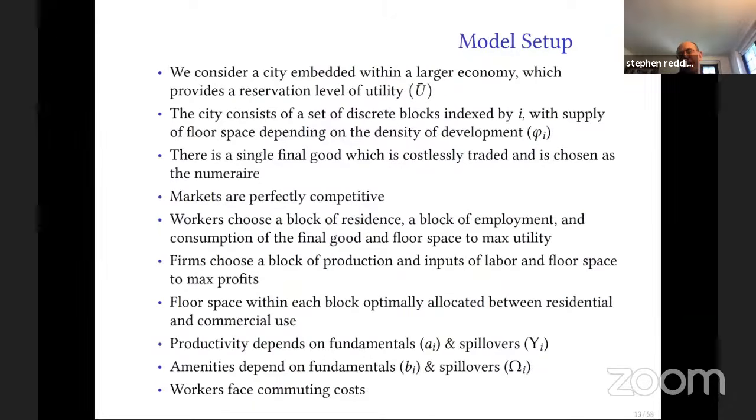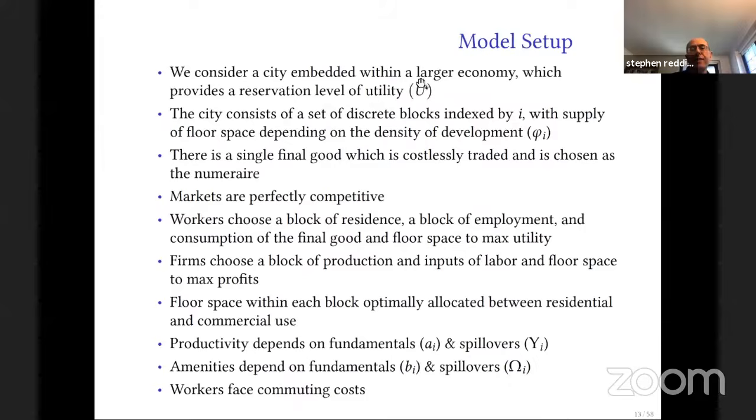So how are we going to develop a quantitative urban model to understand the effect of dividing the city in two, and how can we use that experiment to structurally estimate the strength of agglomeration forces? Well, we're going to think of a city being embedded in a larger economy. That's going to be pre-war Germany before the Second World War, West Germany during the period when Berlin was divided, and then reunified Germany in the period after reunification.